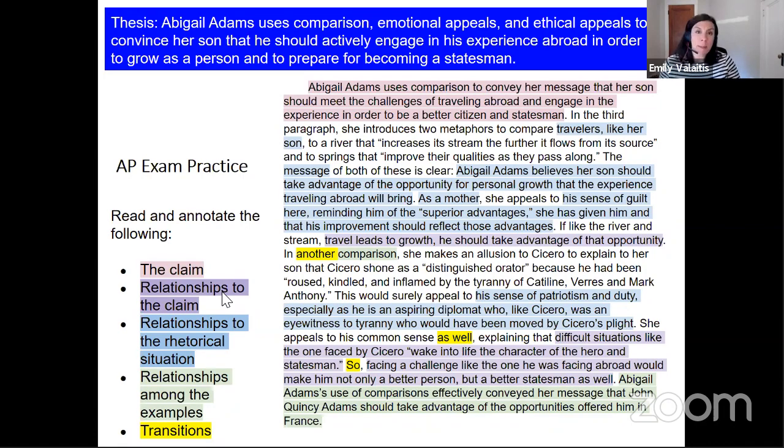Recognizing relationships between examples is important. And then today we'll talk about the importance of transitions. But when it comes to your commentary, as you can see here with this great sample, the more blue and purple you have, the better.